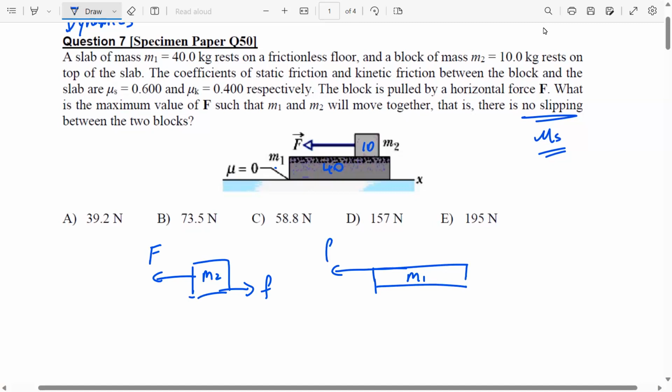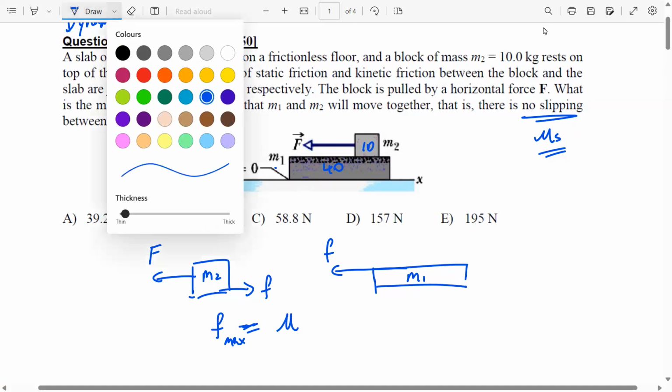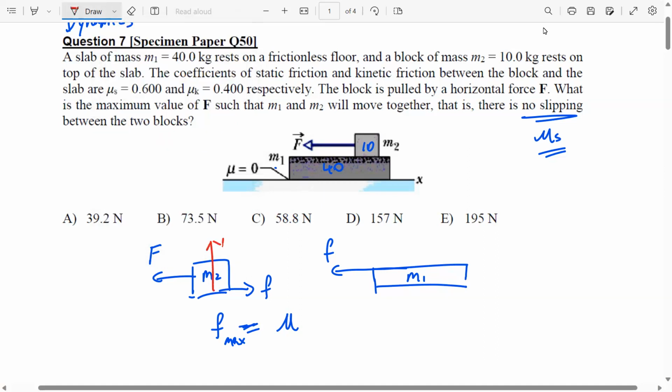So this is our M2, which is 10 kg, this is M1. This friction is the largest, the maximum, because we want the maximum possible F, so the friction will be at its maximum also. This will be mu n. Now, between the two, there will also be an n upwards and downwards. Of course, there's also a weight, m2g here and m1g here. There are probably more things here. Here is probably m1g, and at the same time, there's another n from the floor.